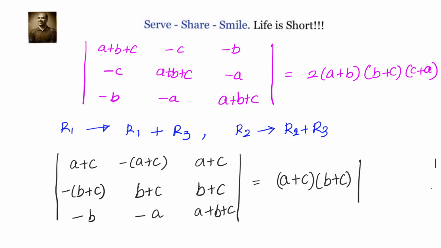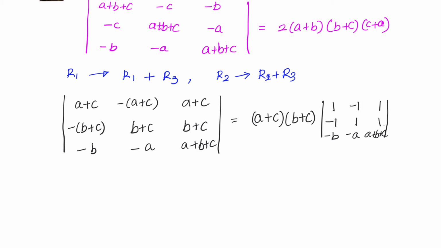We are left with 1, minus 1, 1, then minus 1, 1, 1. Then the last row is minus b, minus a, plus b plus c. Now we want to get zeros, so let's again do R1 is assigned R1 plus R2, so that we can see two zeros there. Then easily we can find out the determinant. Then we can expand it on the first row. So let's do that. R1 is assigned R1 plus R2.